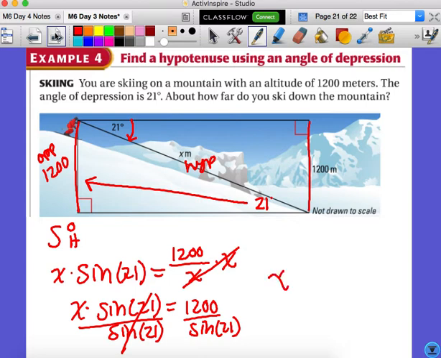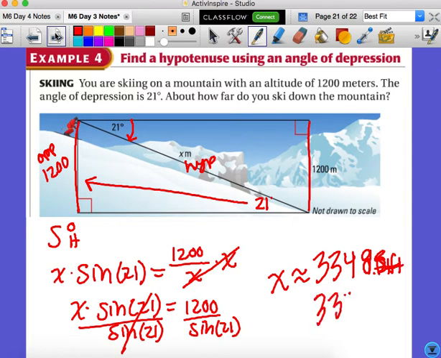And I find out that x is approximately 3,349 feet. Or if we want to round to the nearest tenth, like we normally would here, we could say 3,348.5 feet. And I know that's kind of ugly. I'm going to rewrite that here. 3,348.5 feet.